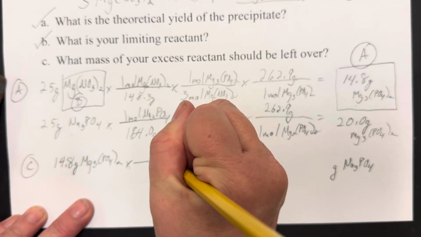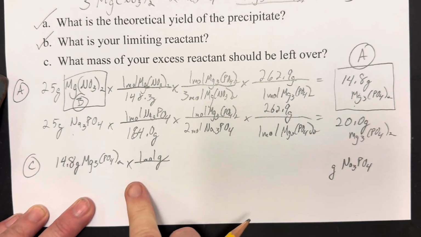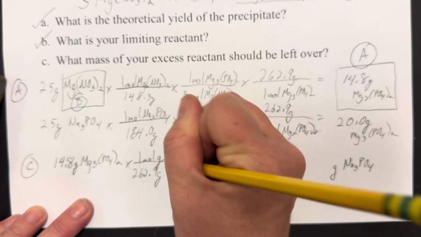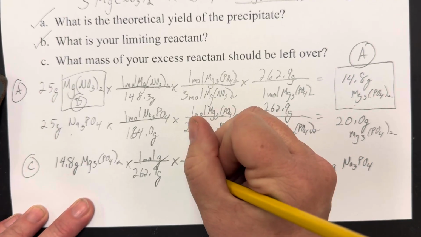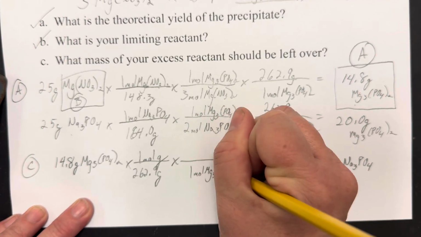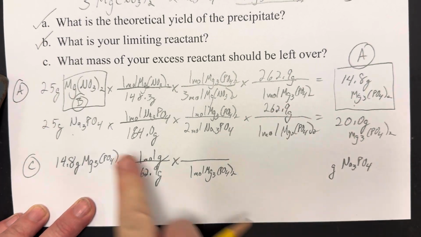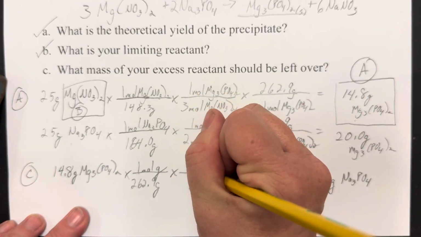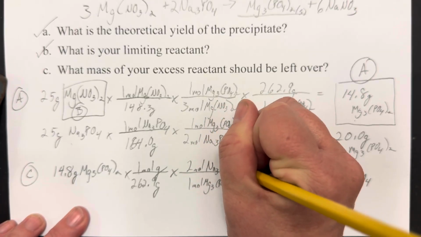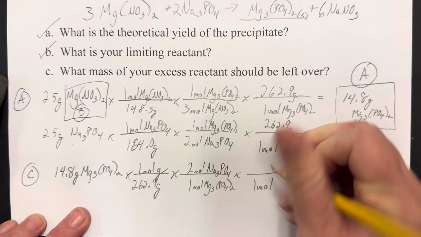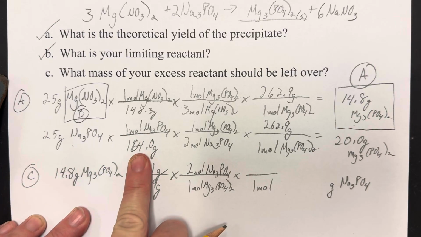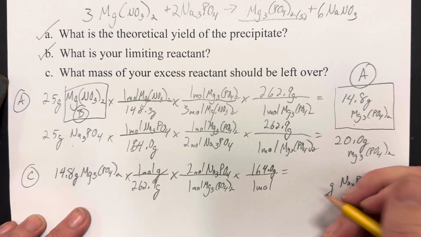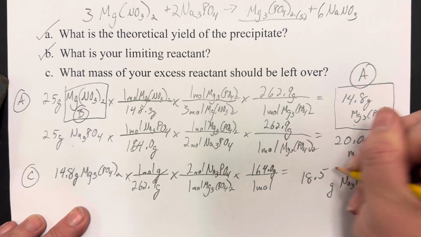Now, this should go a little bit quicker because you have all of the masses already. 1 mole of magnesium phosphate, we already know, is 262.9 grams. And then you have 1 mole of Mg3(PO4)2. And now we're going to sodium phosphate, so that's 2 up here. So that's 2 moles of Na3PO4. And then in 1 mole of sodium phosphate, you have a mass of 164 grams. And that gets you 18.5 grams.